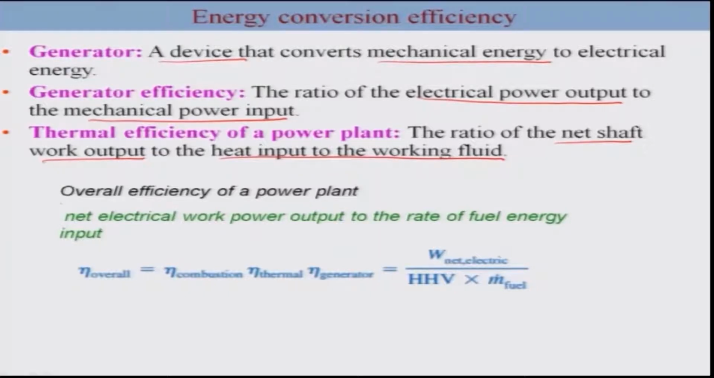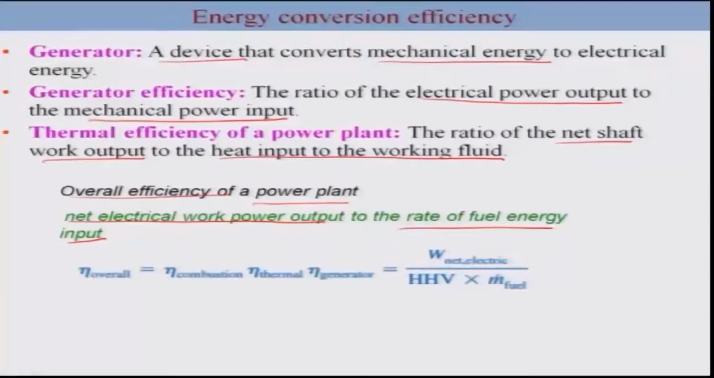So when you consider the power plant as a whole, you have to take different components and their efficiencies, and you multiply them. So the overall efficiency would be the net electrical power output, because that is the desired output of the whole power plant, to the rate of the fuel energy input.